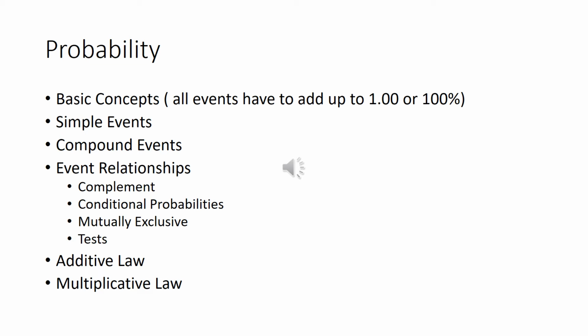So I've got 2 events, and let's say I'm going to use the dice example. What's the probability of rolling an even number? Well, that's 2, 4, 6. Those are my even numbers. Let's say I have a probability of rolling something 3 or less.